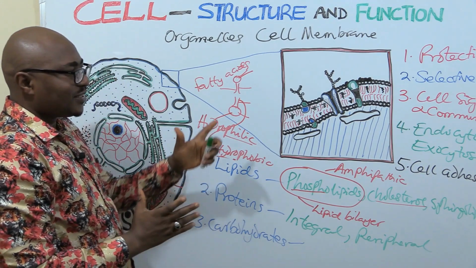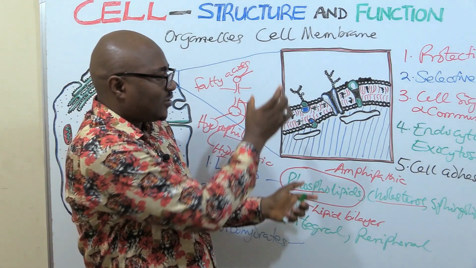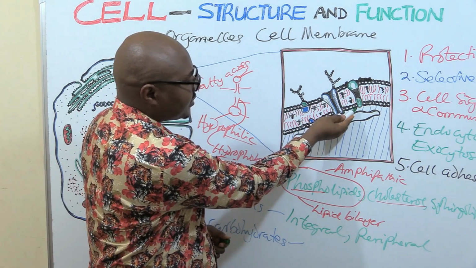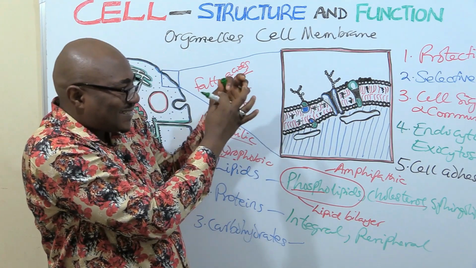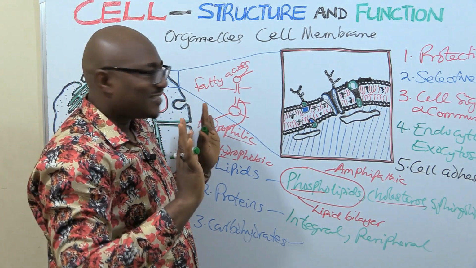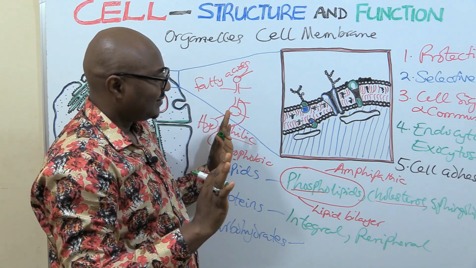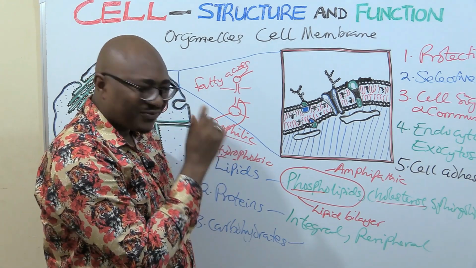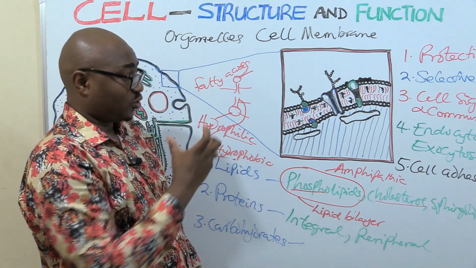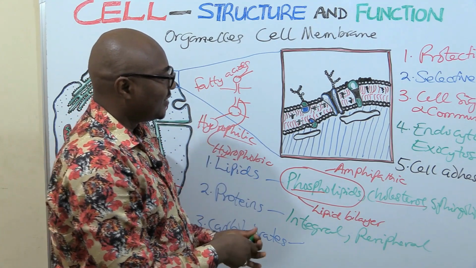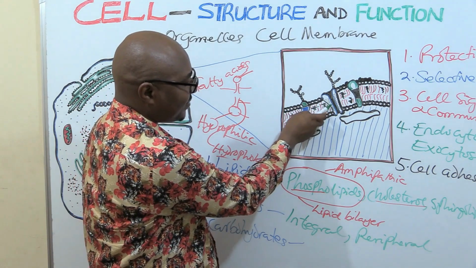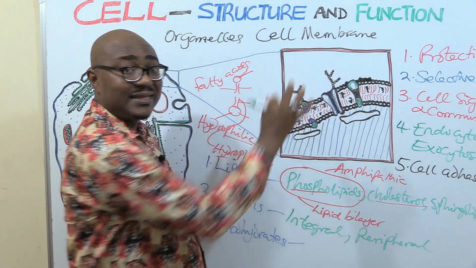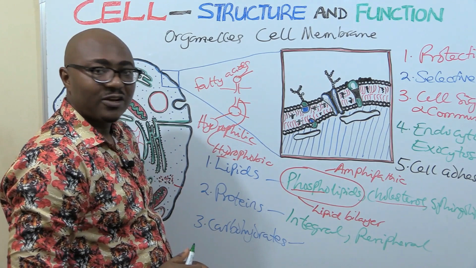Now let us look at the integral proteins. The integral proteins go through the cell membrane. This is an example of it. It spans the thickness of the cell membrane, and they are like that because of the function. Always remember that structure relates to function. Look at it here, it's another type. These are integral proteins. They span the thickness of the cell membrane.